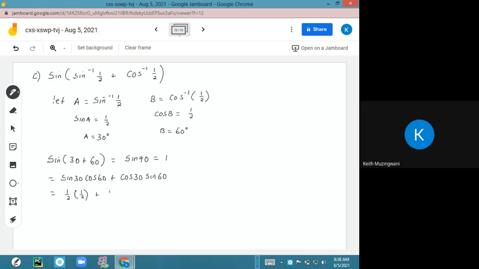What is cos 30? Cos 30 is root 3 over 2. And sine 60 is the same, root 3 over 2. So we get 1 over 4 plus 3 over 4. So we have 4 over 4, which is equal to 1.